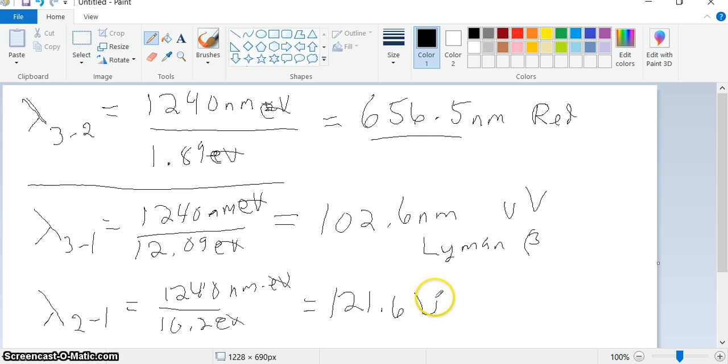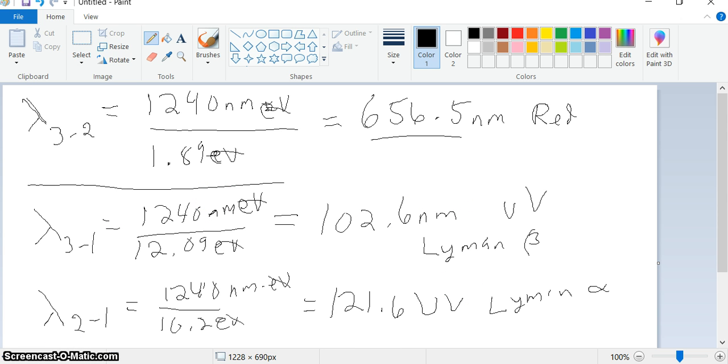This is supposed to be a UV ray, and that's actually one of the Lyman series as well. Remember, the Lyman is when you're going from a higher number down to the ground state. These are just the people that discovered this particular pattern. Anyhow, this is actually the Lyman alpha. So that is problem number 6.